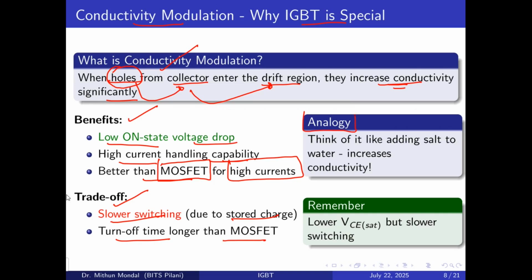If we try to bring an analogy, think of it like adding salt to water, which will increase the conductivity. So these holes coming from the collector entering the drift region to increase the conductivity can be thought of as adding salt to the water. You have to remember that there is a lower collector to emitter saturation voltage, but slower switching in the case of the IGBT as compared to the MOSFET.